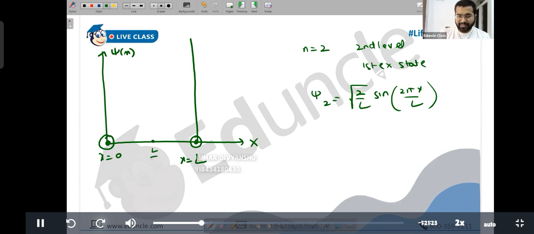At L by 2 I'm still getting 0, as you can see, but at L by 4 you are going to get maximum. And at 3L by 4 you will get maximum but in the opposite direction. So this is how the wave function will look. This is the wave function corresponding to the second level, or first excited state.